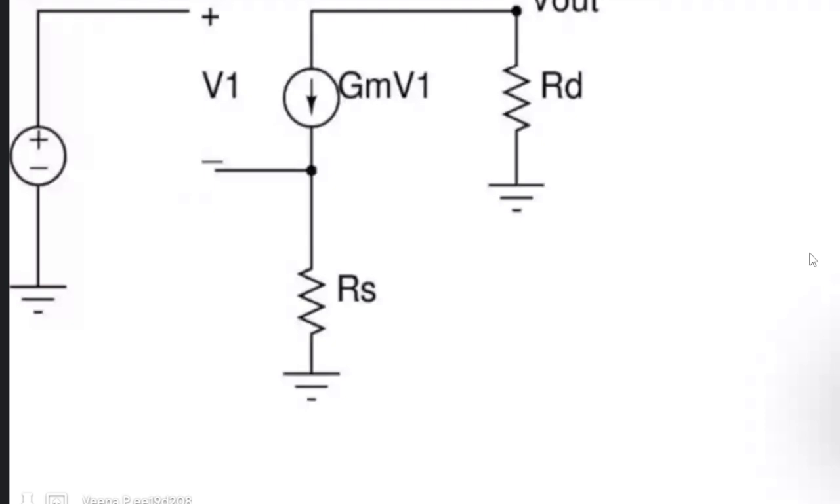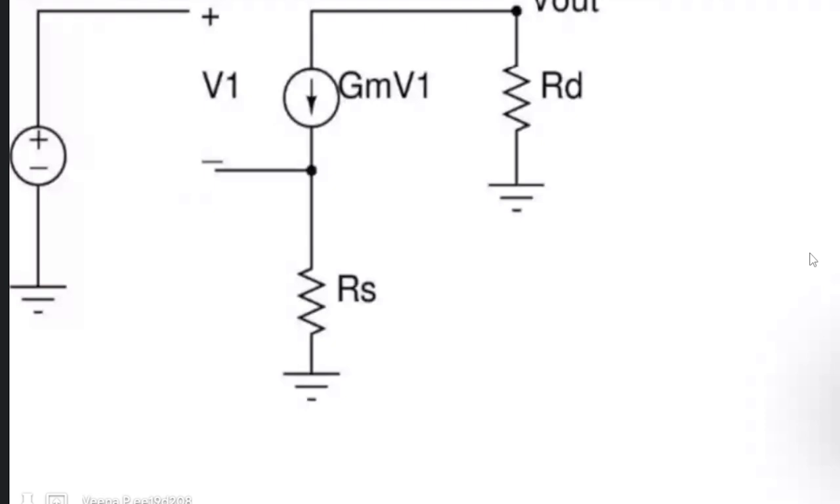That means VA is nothing but GMV1 times RS. So our V1, which was V in minus VA, becomes V in minus GMV1 times RS. Taking V1 common, V1 times (1 plus GM into RS) equals V in, or V1 is V in divided by 1 plus GM into RS. So this is our first equation. Now we have a relationship between V1 and V in.